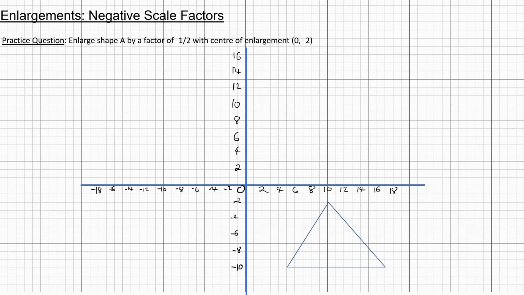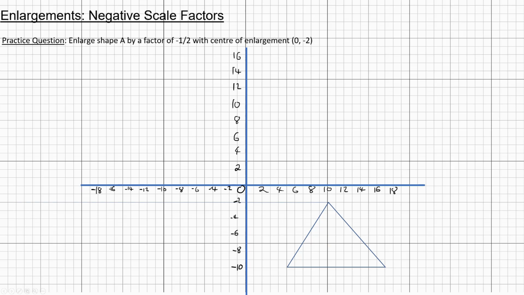Here's a practice question for you to try. So I'd like you to try this on squared paper using the axes. So if we just sketch the axes as well. This is shape A. I'd like you to enlarge shape A by scale factor -1/2 with center of enlargement 0, -2. Please pause the video now and have a go. And when you're ready for the answer, press play.